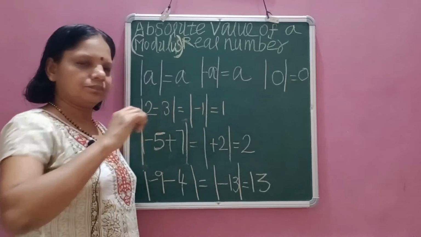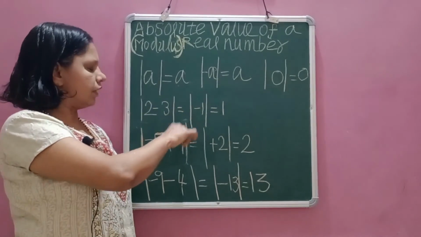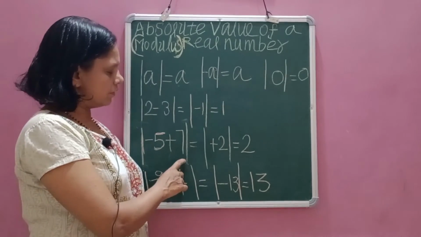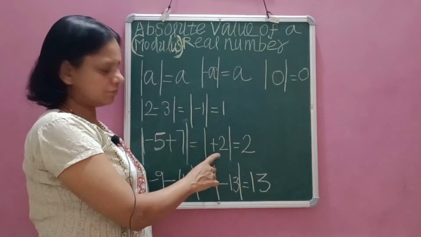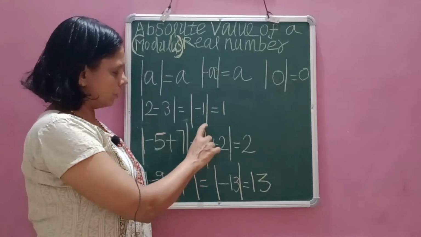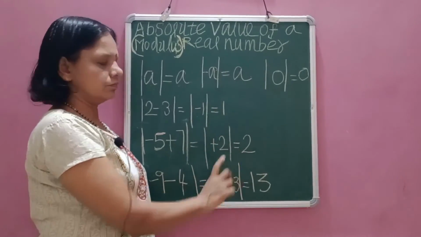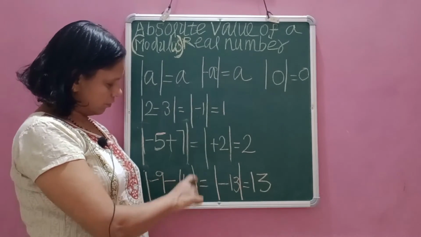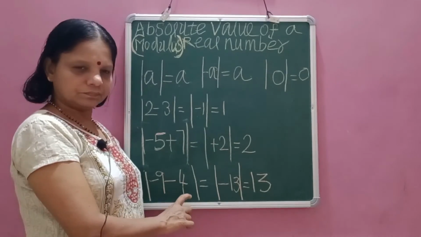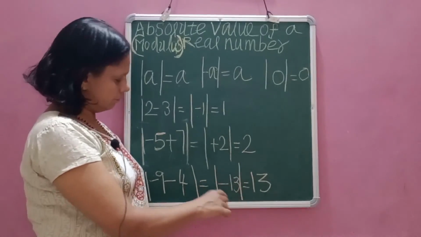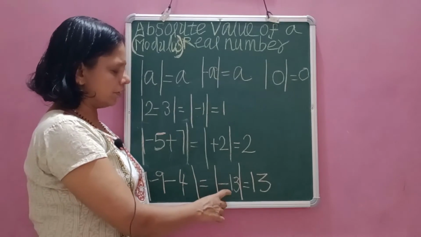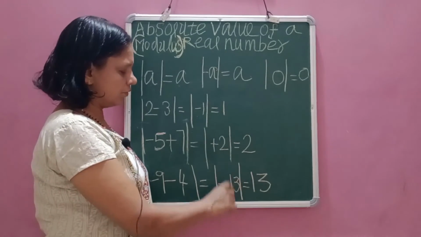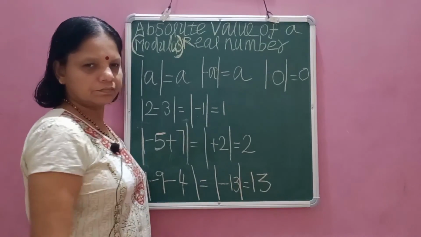Answer is 1. Another one, what is the absolute value of minus 5 plus 7? Minus 5 plus 7 is equal to plus 2. Clear? So absolute value of plus 2 is 2. Absolute value of minus 9 minus 4. Minus 9 minus 4 is minus 13, so the absolute value of minus 13 is equal to 13.